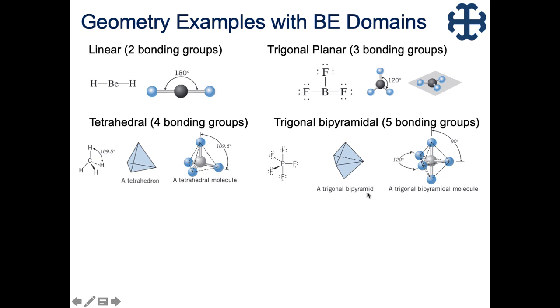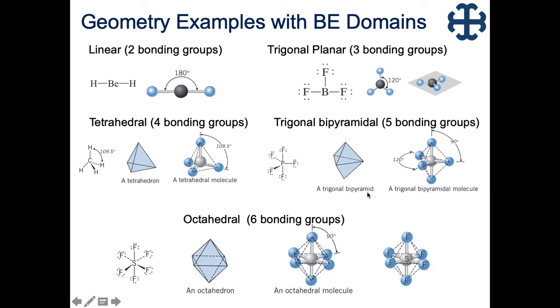Okay? And then finally, if we have 6 bonding groups, then we have 4 around the belt of our central atom, so this is SF6, and then we have an F above and below, so we end up with a 4-sided pyramid, and they're stacked upon each other. We call this an octahedral because when we draw it this way, it has 8 faces. Okay, so you could think of this like an 8-sided die or something. And then the bond angles there are all 90 degrees.